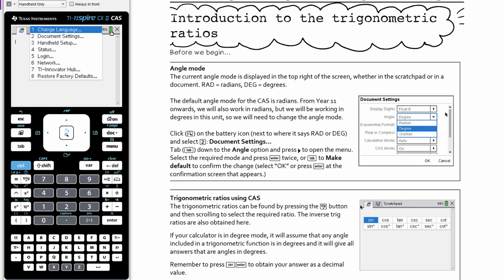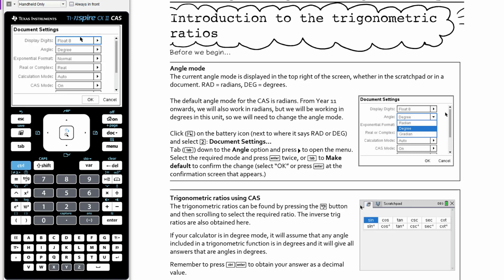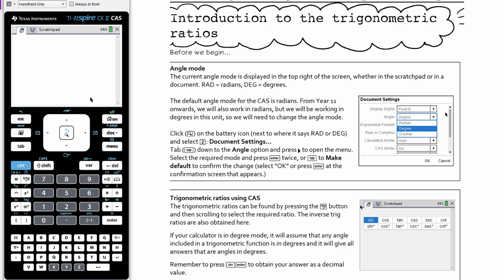We're going to click on the battery, and then we're going to choose number 2, document settings. And then you'll see the second option here is angle mode. So you're going to want to make sure that you are in degree mode. If you were in radian mode, you want to change it to degree mode, and then tab down to the bottom here and press OK. It's really important that you know how to do that.